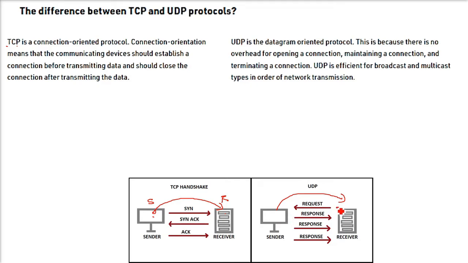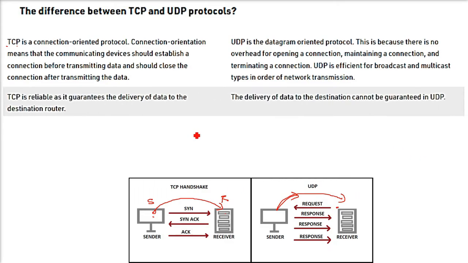UDP is efficient for broadcast and multicast type of network transmission. It is very efficient. It just gets the data, sends it to the port it wants, and doesn't care whether the data is received or not.